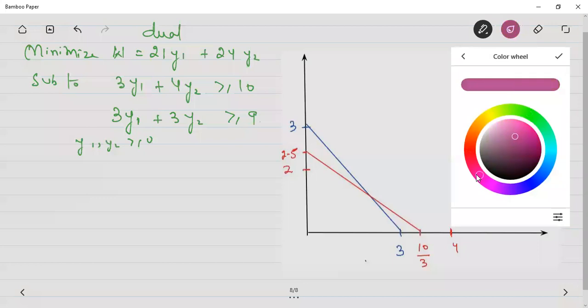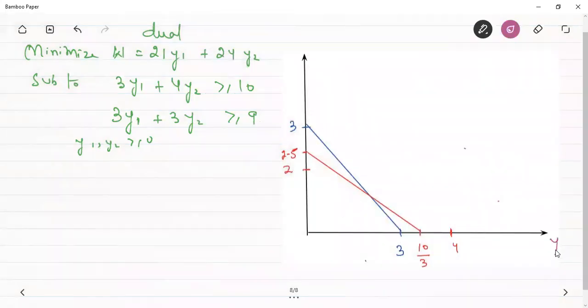So first constraint, this is y1, this is y2. The intercept will be 10 by 3. That will lie between 3 and 4, because 10 by 3 is equal to 3.33. Therefore, it will lie between 3 and 4. The second intercept, that is the intercept of y2, that will be 10 by 4, that will be 2.5, which will lie here. So this red color line represents the equation of the line of the first constraint. The feasible region should be above, because this is a greater than constraint, obviously the feasible region will be above.